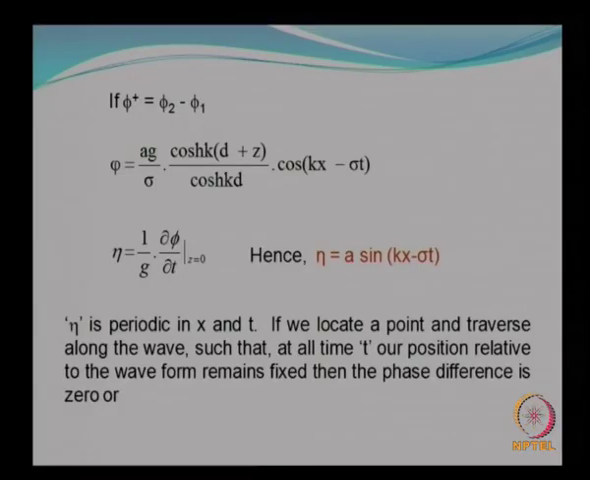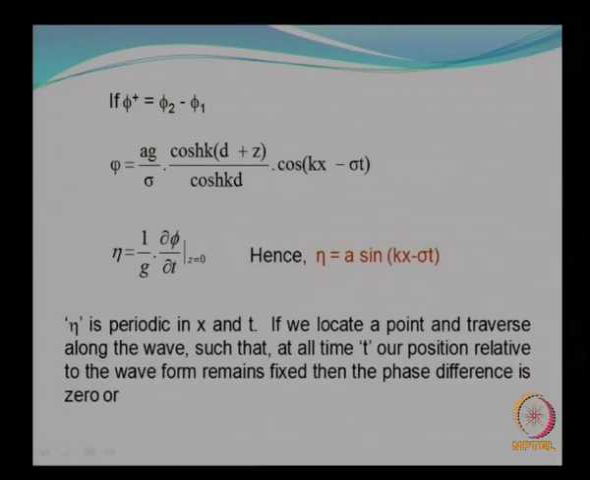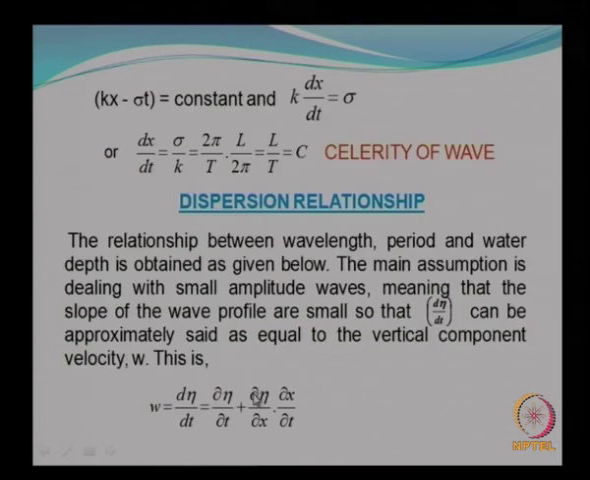Okay. In order to accomplish that, I have to move with certain speed, only then I can accomplish, so that me and the wave are in the same phase, or we do not have any phase difference. I hope this is clear. That is what I am trying to say here. So if I can do that, then I can consider kx minus sigma t equal to a constant, that is, there is no phase difference between me and the wave.